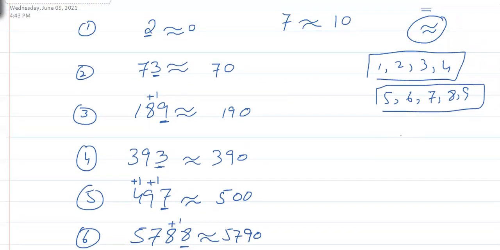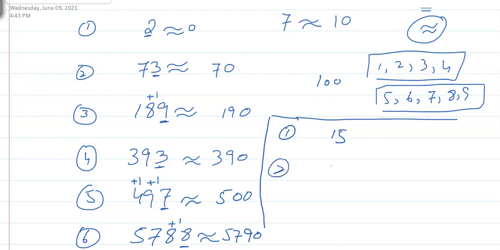Okay. Now let's talk about rounding to the nearest 100. Now if you look at 100, 100 has 2 zeros. So it means the last two digits you will make 0. For example, in case you have a 2-digit number like 15, I'm writing a few examples here. 15 is a 2-digit number. In the same way, 73 is a 2-digit number. In the same way, 49 is a 2-digit number.